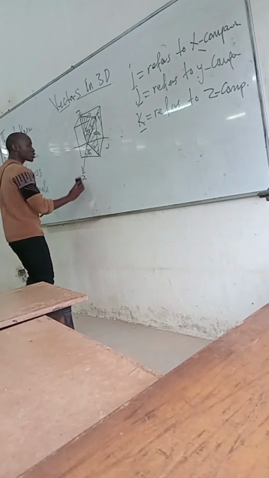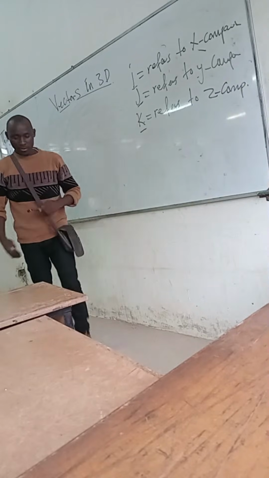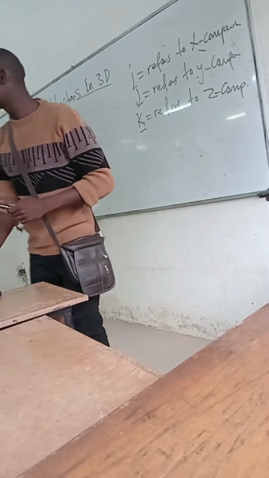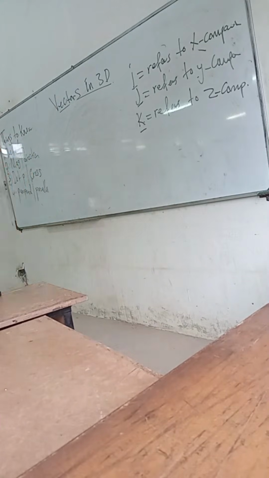Okay, what you need to know is vectors in 3 dimensions have what we call i, j, and k. Let me number this one. Vectors in 3 dimensions have 3 components, i, j, and k. Where you see the x component, you see i. Where you see the y component, you see j. Where you see the z axis, you see k units.